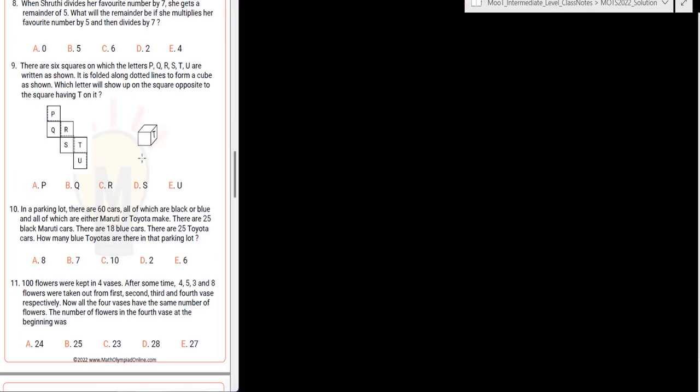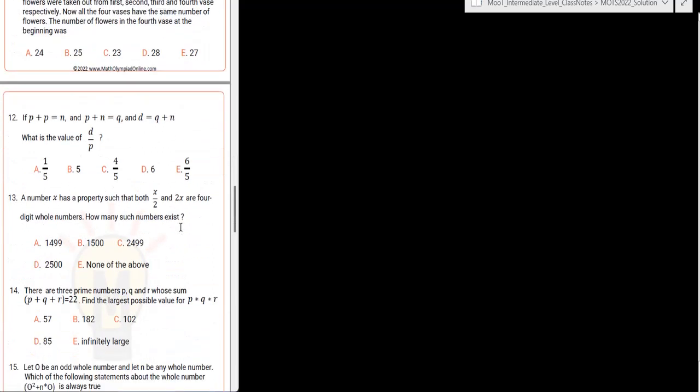All right, let's go to the 12th problem. Okay, it looks like a problem in algebra. P plus P equal to N, P plus N equal to Q, D equal to Q plus N. What is the value of D by P? So they're asking D over P.